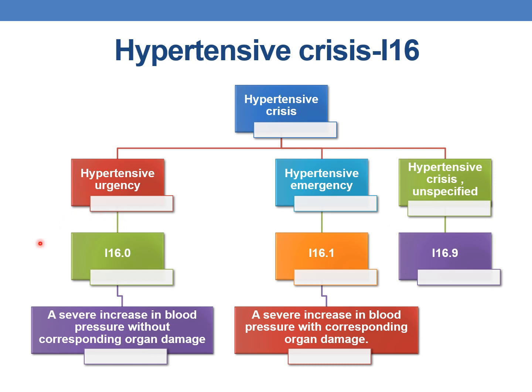Coming to the hypertensive urgency definition, a severe increase in blood pressure without corresponding organ damage. Hypertensive urgency is defined as a severe increase in blood pressure without corresponding organ damage, whereas hypertensive emergency is defined as a severe increase in blood pressure with the corresponding organ damage. So when there is organ damage along with severe increase in blood pressure, it is considered as hypertensive emergency. Whenever there is no organ damage along with severe increase in blood pressure, it is considered as hypertensive urgency.